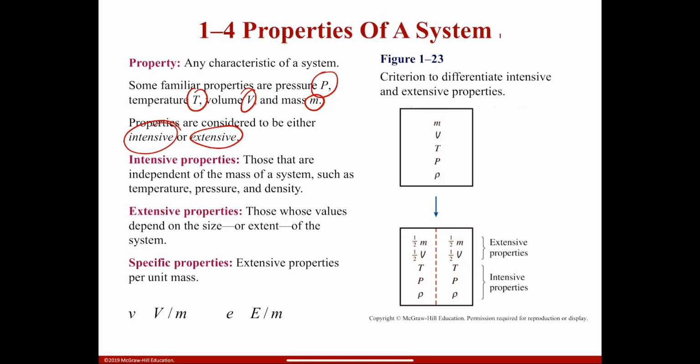Specific properties are extensive properties per unit mass. And again, let's just read it again. So intensive properties are those that are independent of the mass of a system, such as temperature, pressure, and density. How so? Let's put it in simpler words.